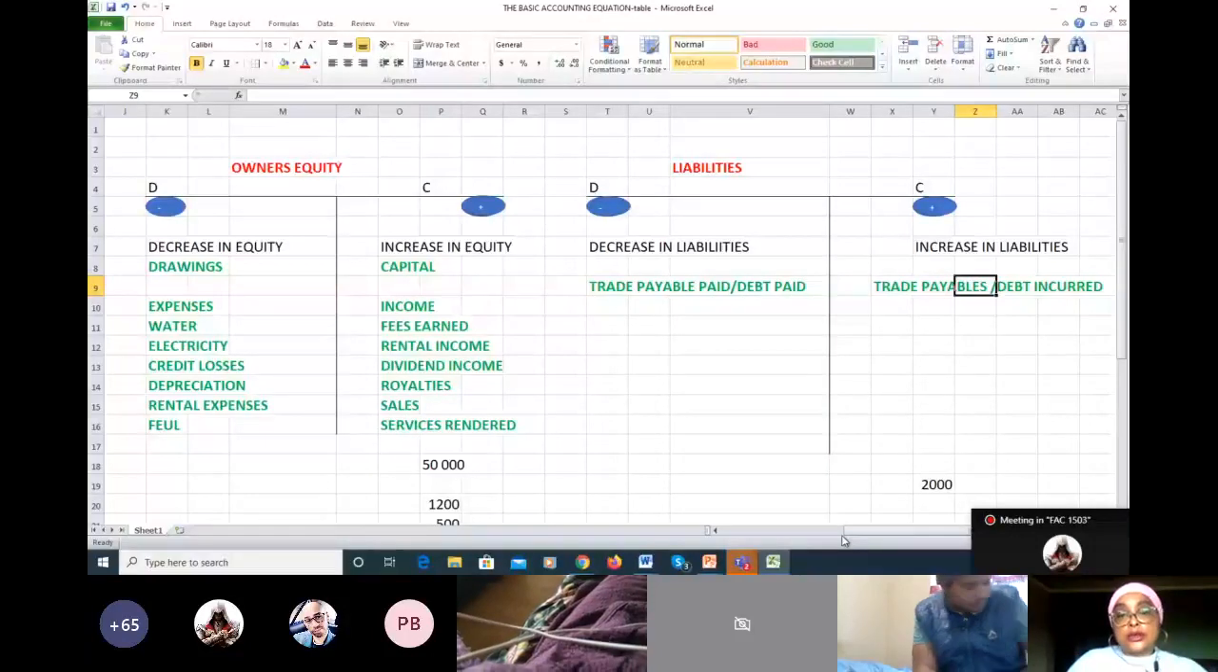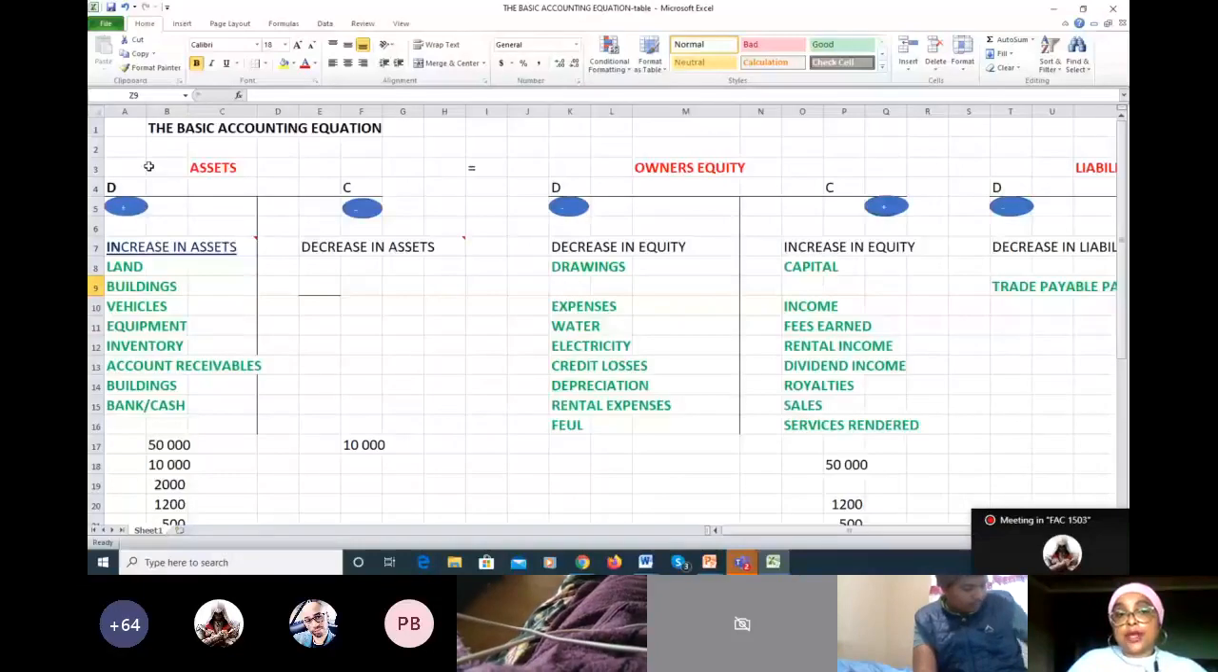I would suggest you use this as a framework going forward, and then whenever you're doing your accounting, you can exactly see and understand it. Okay, let's move on.